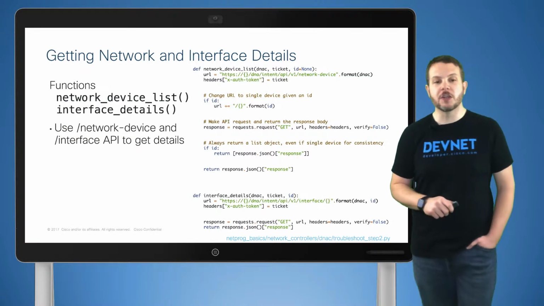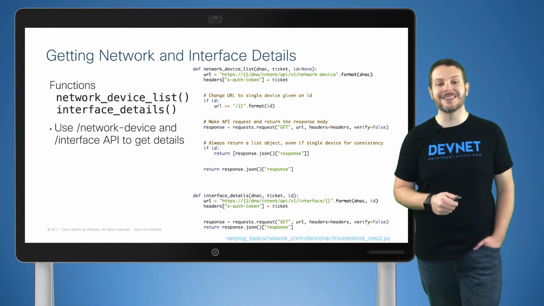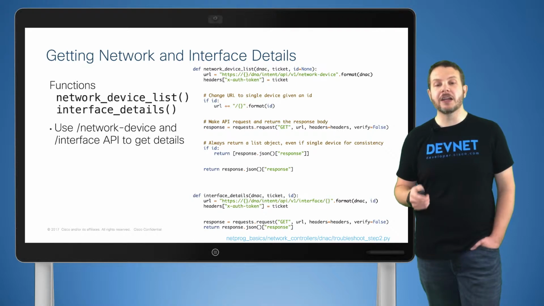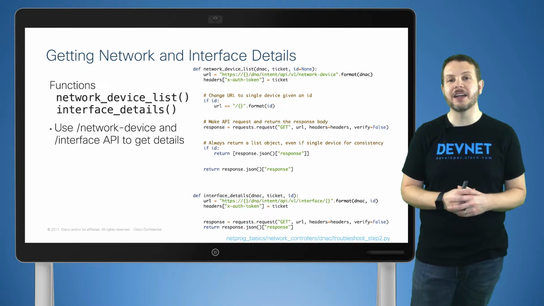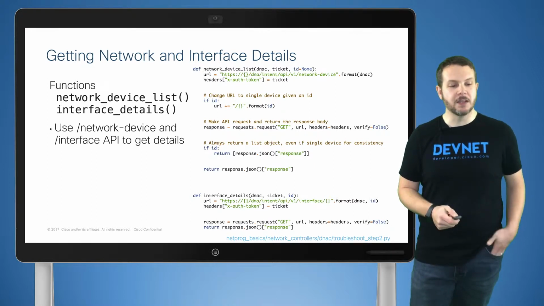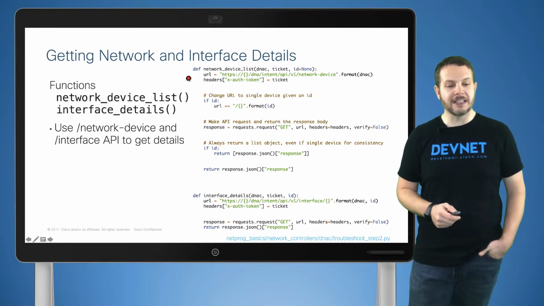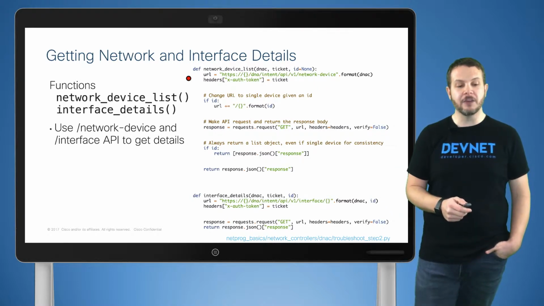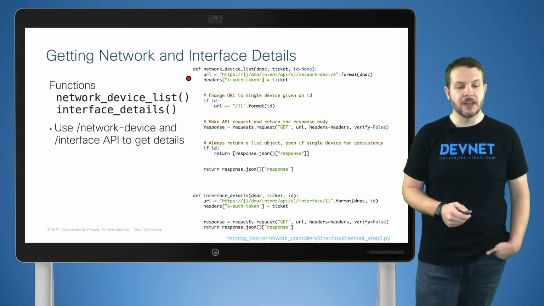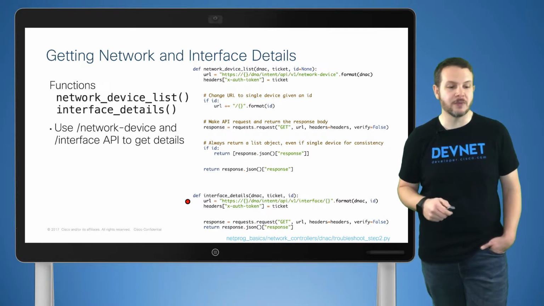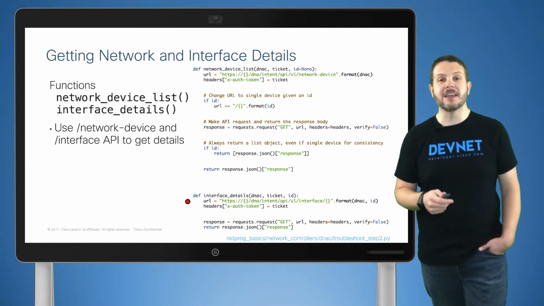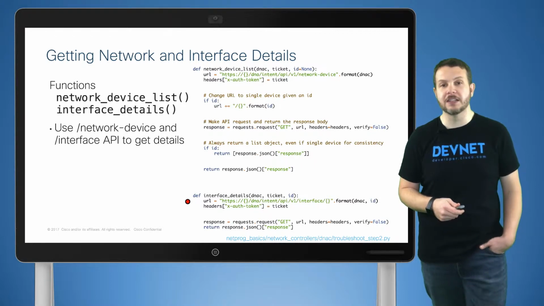If we look at the functions, here we have the network device list and interface details functions. These look like they are using the same APIs that we explored in the previous video on the APIs to know the network. And so we can see that we've got the URL for DNA intent API v1 network device. And then for interfaces, we're using DNA intent API v1 interface and providing identification information for both of these. We send these APIs across to Cisco DNA Center and retrieve the information that we're interested in.